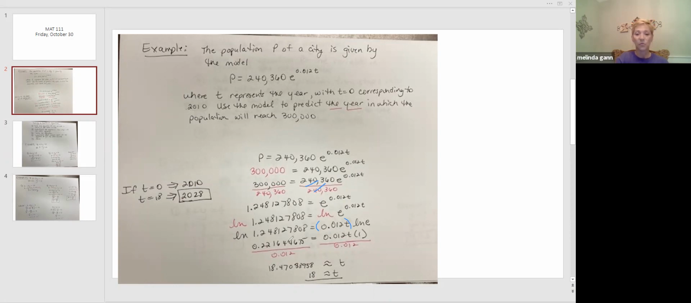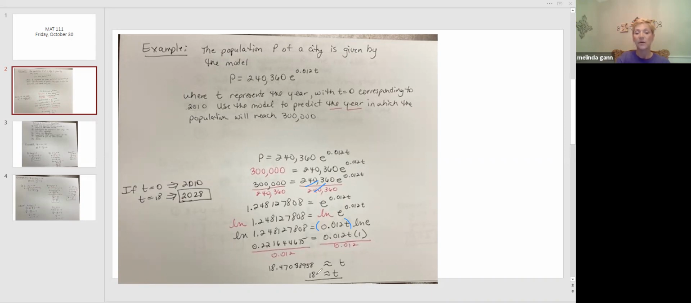So I want to solve for t, so I've got to get rid of that 0.012. So I divide this side by 0.012, and I'm going to divide this side by 0.012. Now, this long decimal number, 1.248127808, is what I got when I just typed in the natural log of that. So the natural log of that number was that number, and then both sides got divided by the number in front of t. So that said t is about this number, so t is about 18.